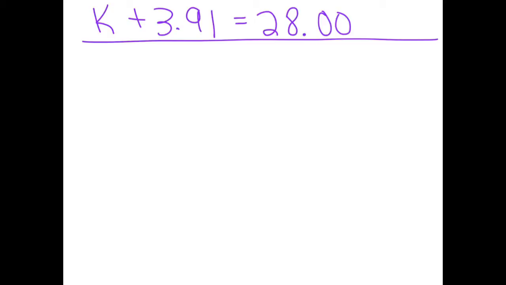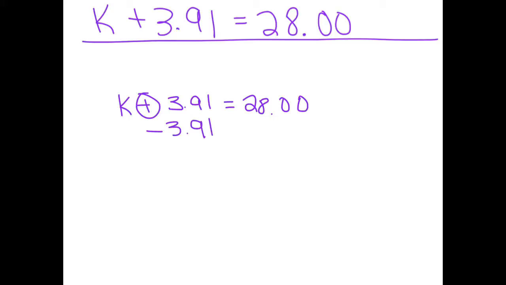This is our problem. We need to find K. So we rewrite the problem below. Then we need to figure out what the opposite of addition is, which is subtraction. So we write minus 3 and 91 hundredths on each side of the equal sign. Since addition and subtraction are opposites, that cancels out, and we need to do this problem over here.